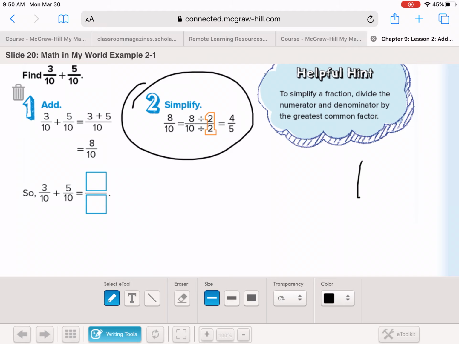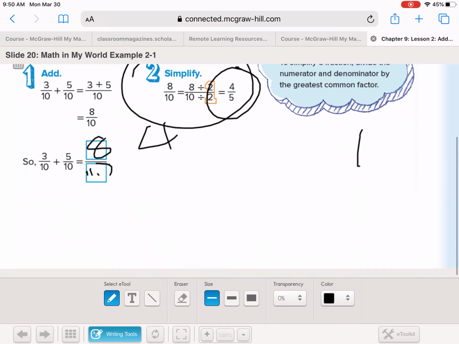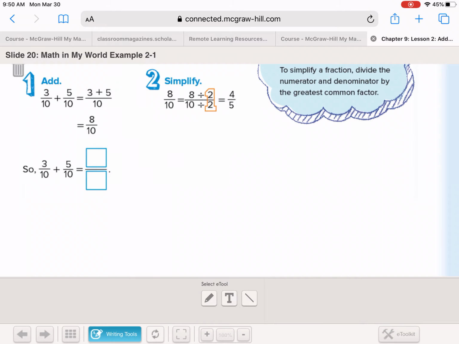So 3/10 plus 5/10, yes, it's 8/10. But then we're going to divide by 2, which gives us 4/5 as our answer. Why is it doing that? Oh my gosh. Okay. So wait a minute. Let me take these out so that I can show you this.